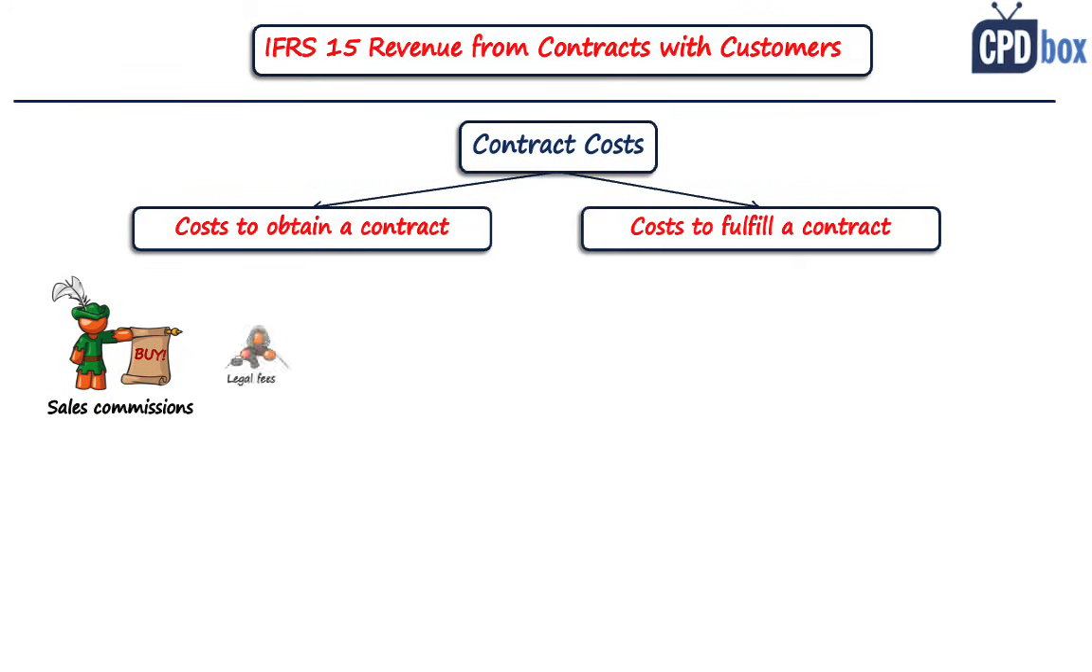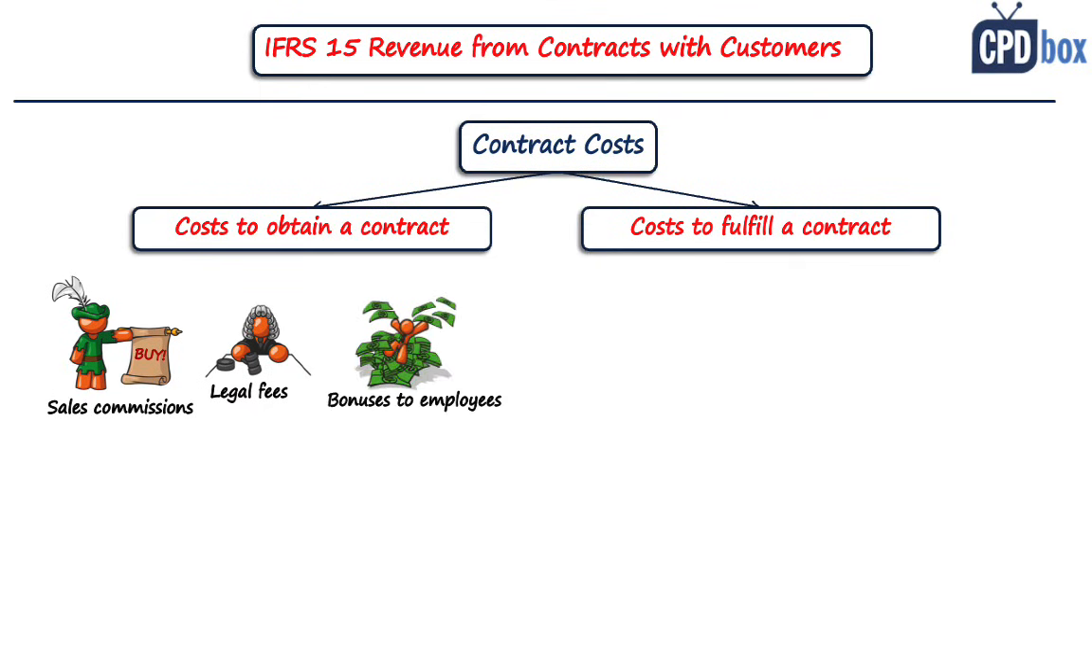Another type is legal fees associated with the preparation of the contract, bonuses to employees specifically provided for obtaining a contract, and others. So IFRS 15 requires capitalizing these costs if the entity expects to recover them and amortize them on a systematic basis, right? Basically reflecting the pattern of how the goods or services are transferred.